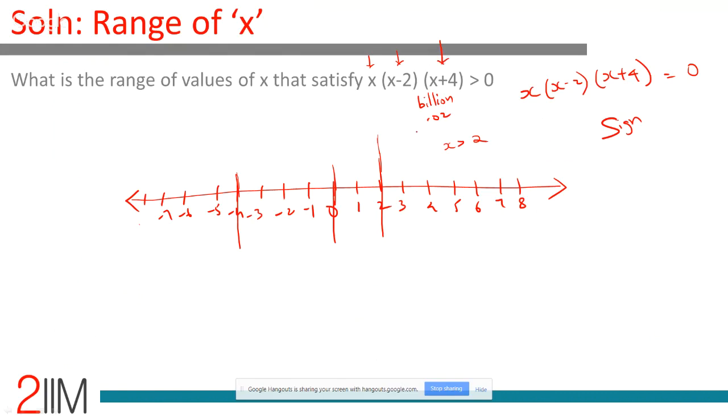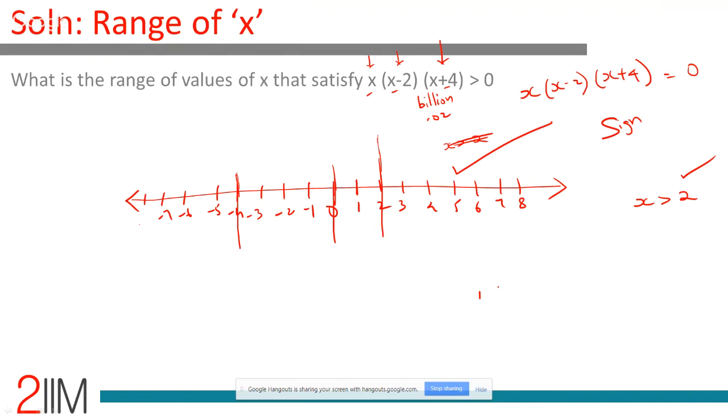When x is greater than 2, again, I don't worry about magnitude. When x is greater than 2, this is positive, this is positive, this is positive. For x greater than 2, this entire range, this inequality would hold. So straight away I know for our inequality, x greater than 2 works, all values. Now let's put x equal to 1, not greater than 2, between 0 and 2, because that's 1.